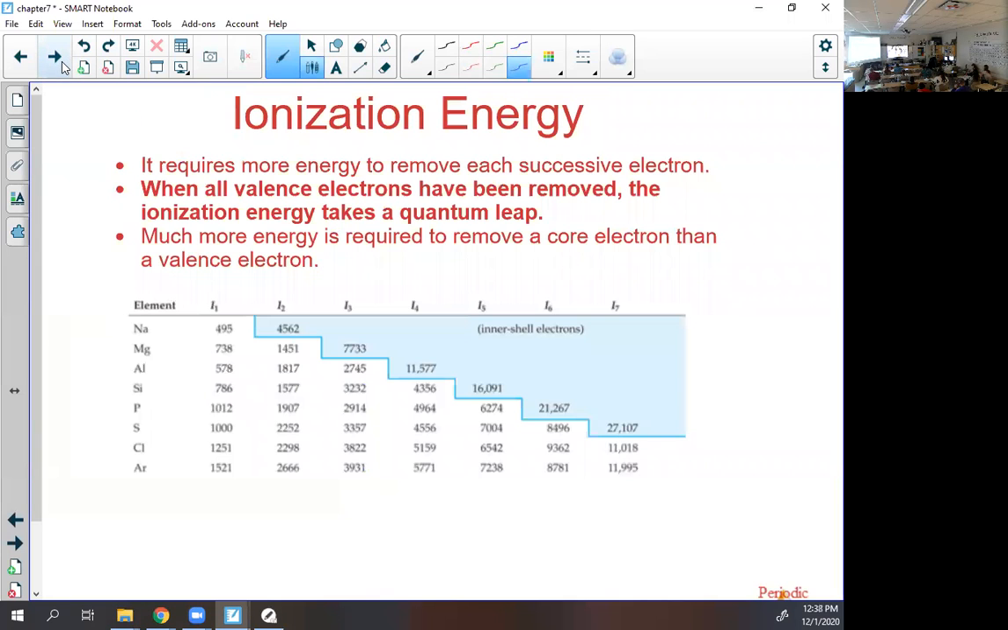Okay, here is our table. Lithium's not even on here. Oh well, it doesn't matter.